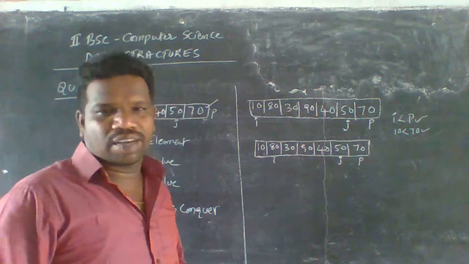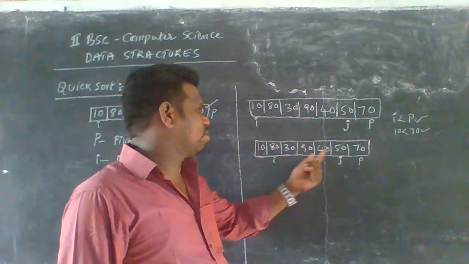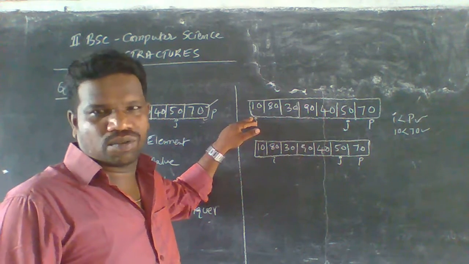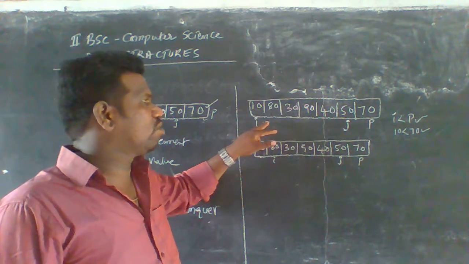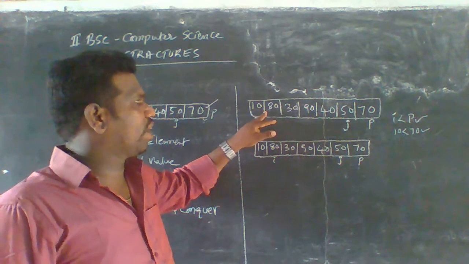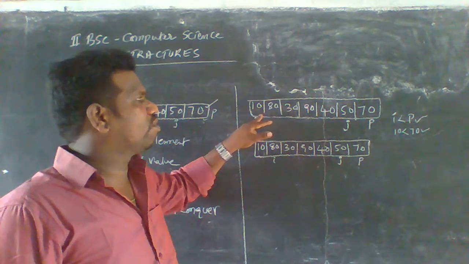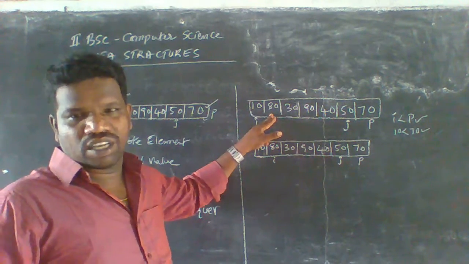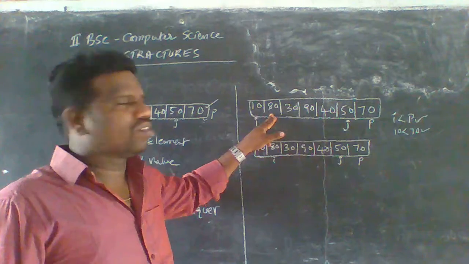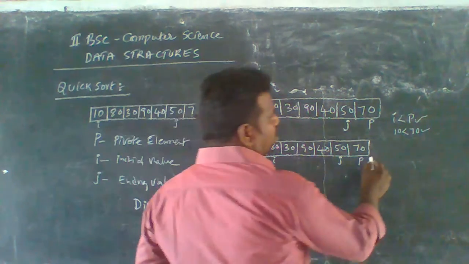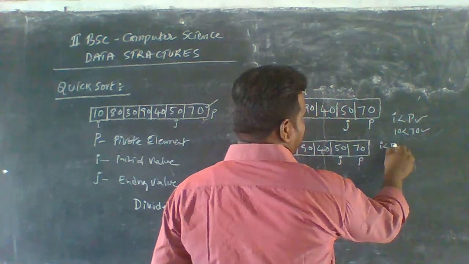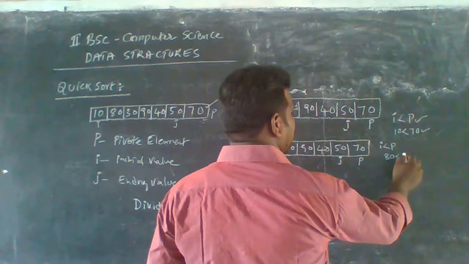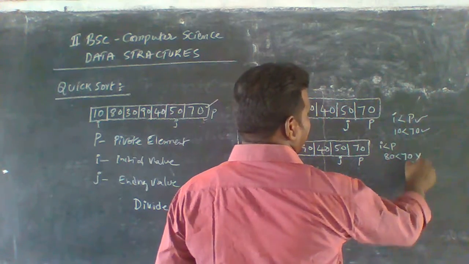The next step is comparing I with the P value. Initially the I value starts from index 0. Since that one is done, we select the next number as the I value. Now we check the condition: I less than P. I is 80, and P is 70. 80 less than 70 is false.